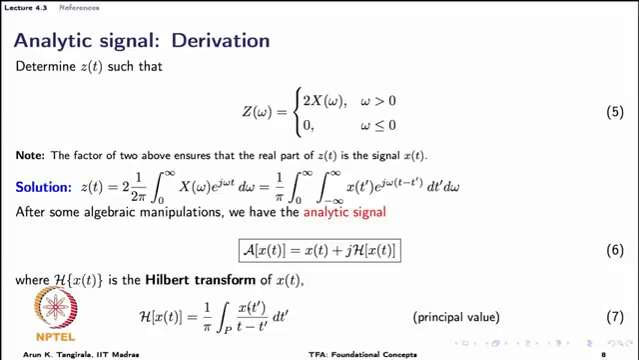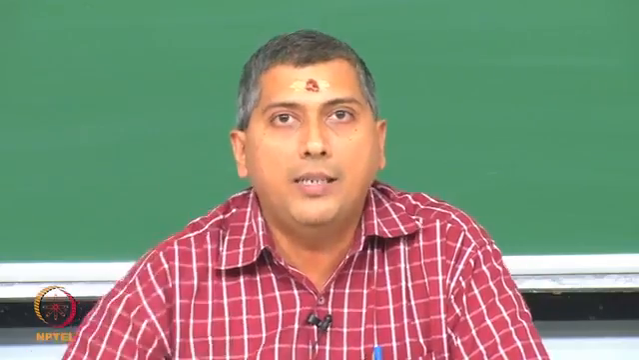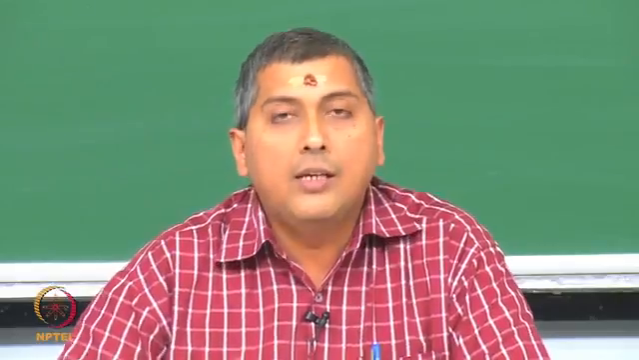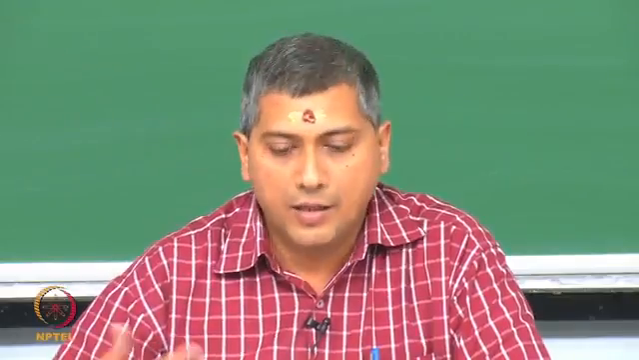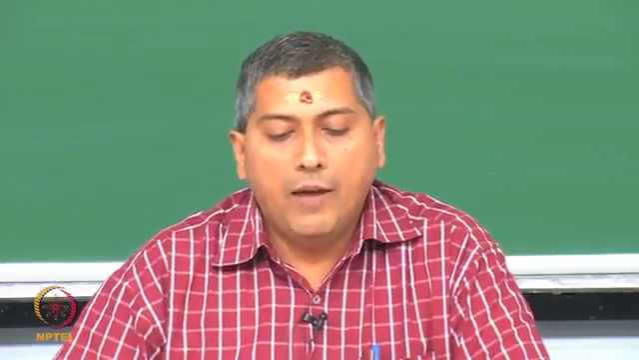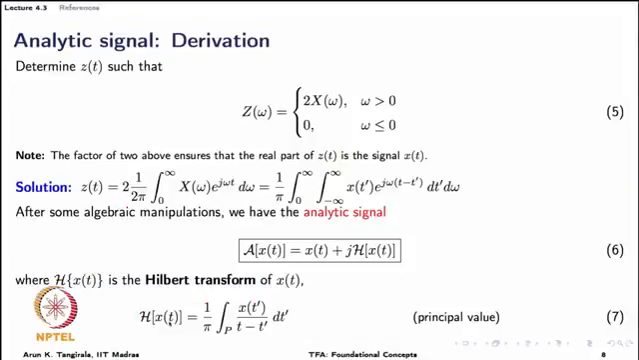What this means is that when I evaluate this integral, I will run into a singularity whenever t prime equals t. Remember, the limits for t prime are minus infinity to infinity. So, at some point t prime will hit t, and at that point you will run into a singularity. To avoid that singularity, there is a special way of evaluating this integral, and that is known as the Cauchy principal value. So, in evaluating the Hilbert transform of x of t, I evaluate this integral using a principal value.